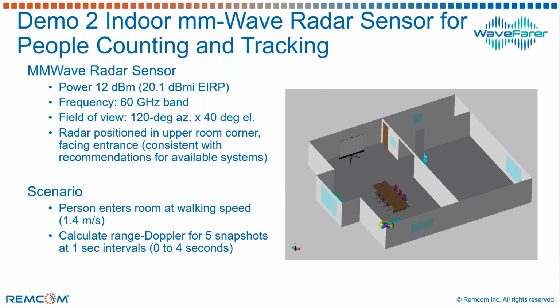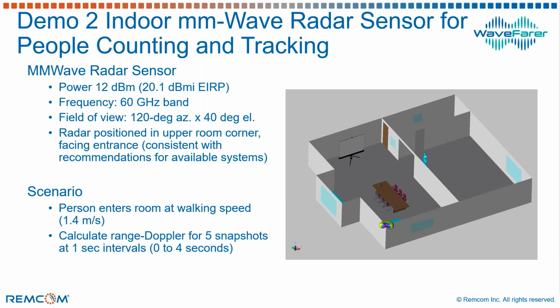So we've simulated one of these. We've set an operating frequency at 60 gigahertz based on some systems that are available now out in the industry. Field of view of about 120 degrees. And we mounted it up in the corner facing the entry doorway, which would also be pretty typical of this type of sensor. Now in this simulation, we have the person entering the room and moving at a walking speed of about 1.4 meters per second starting here and moving into the room.